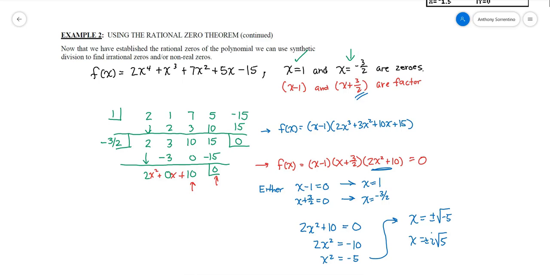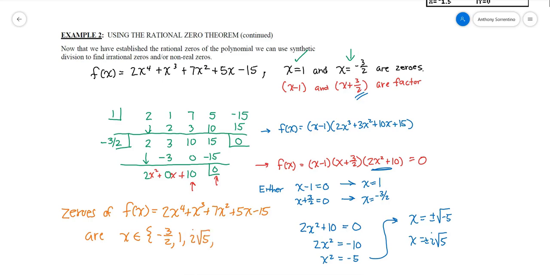So if I wanted to state at the end here, my zeros are x, and I'm just going to write it as a list. I have negative 3/2. I have 1. I have i square root 5. And I have negative i square root 5. That's a list of 4 zeros, which is how many I expect. That's my solution set.